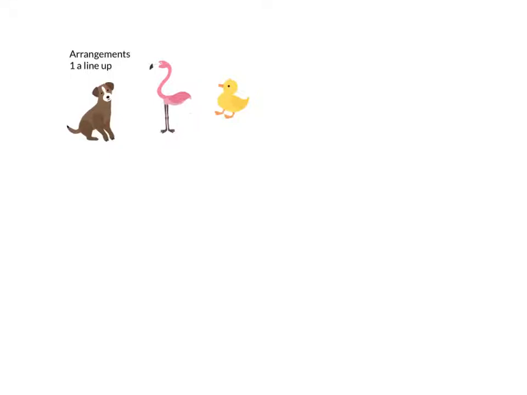Hi there. If we are lining up some objects, such as these three creatures here, the dog, the flamingo, and the chicken, we can calculate the number of ways and the order that we can line these guys up.